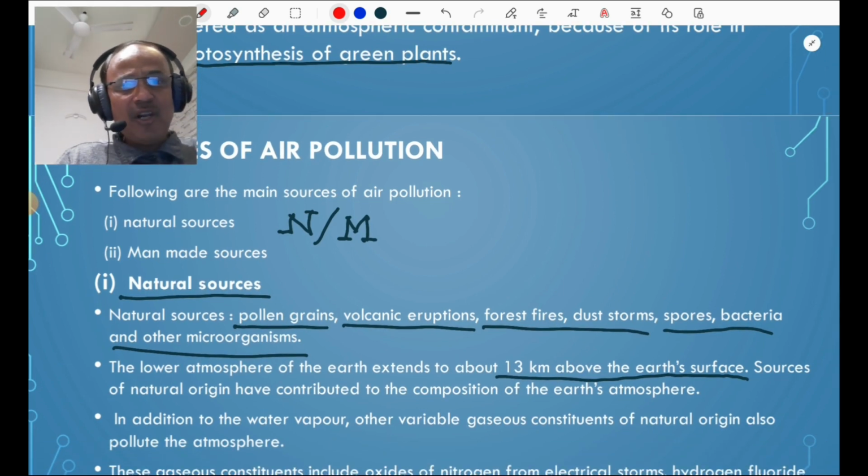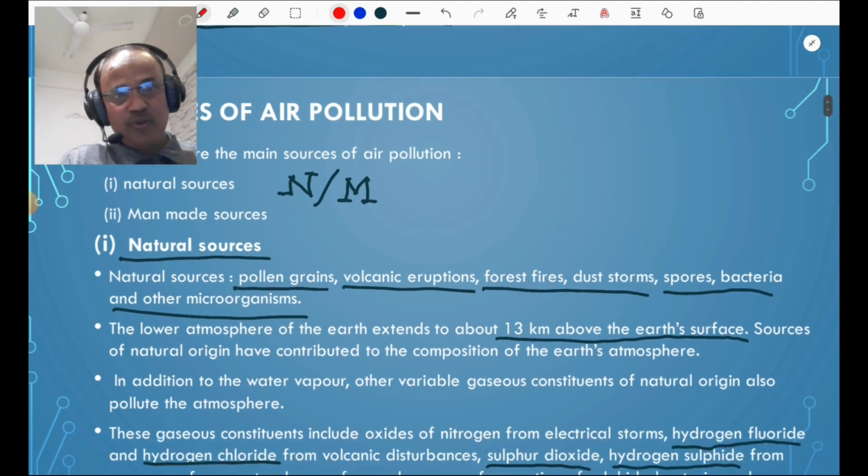As discussed in the short, following are the main sources of air pollution: natural sources and man-made sources. What are the natural sources? That is pollen grains, volcanic eruptions, forest fires, dust storms, spores, bacteria and other microorganisms. These are the natural sources.